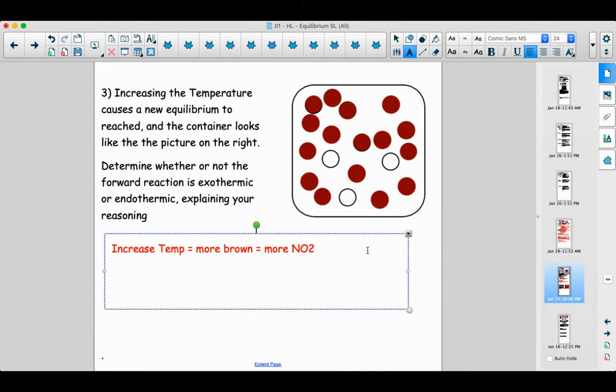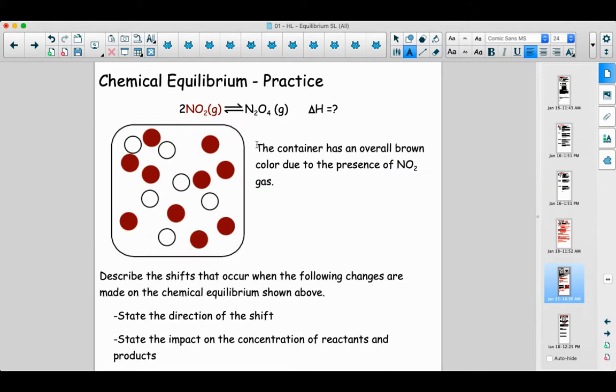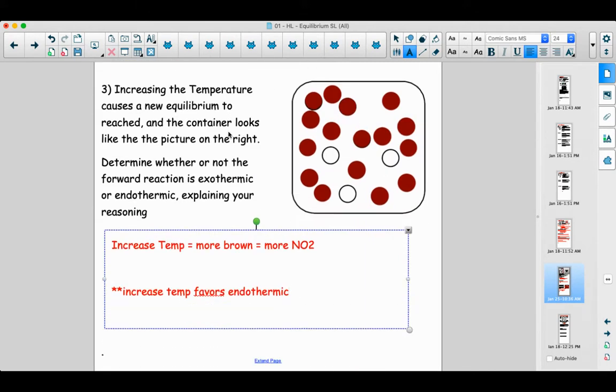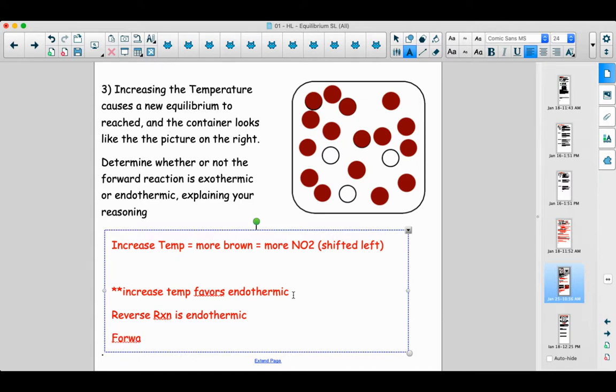I also know, just as my general rule, that increasing temp favors whichever process is endothermic. So if I look back up here, when I increased the temp, it made more of the left, which means the reverse reaction was happening more. The reverse reaction was favored. It shifted to the left. So that means that the reverse reaction is endothermic. Because it got more brown and more NO2, I know that it shifted left. If the reverse reaction is endothermic, then the forward reaction is exothermic. Just by definition, it has to be that way.